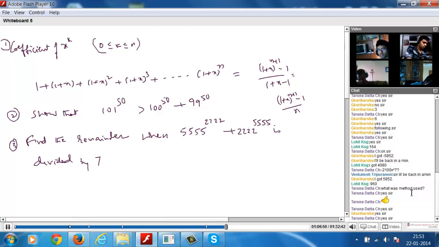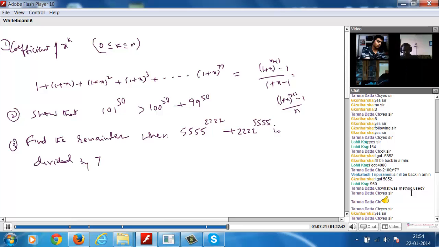So what is the coefficient of x to the power of k? Is that correct? Yes, sir. Just check. So what is the answer? n plus 1 C k plus 1. n plus 1 C k plus 1 is the answer. Correct.